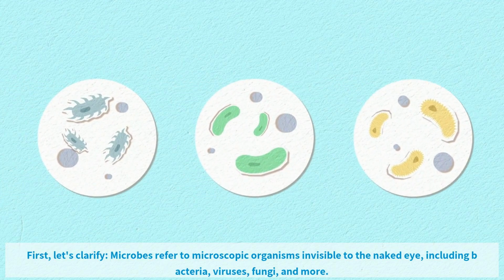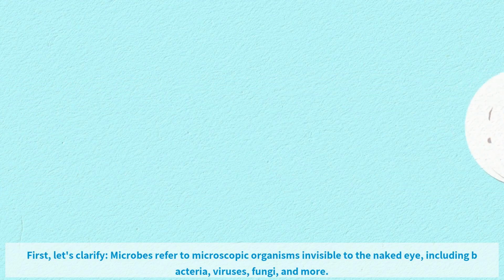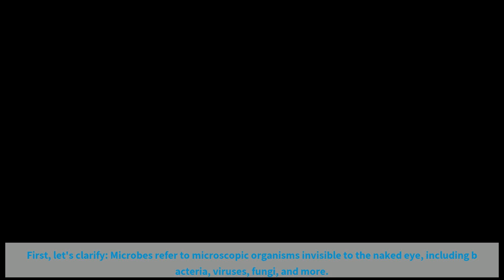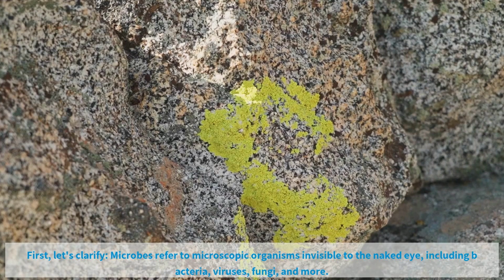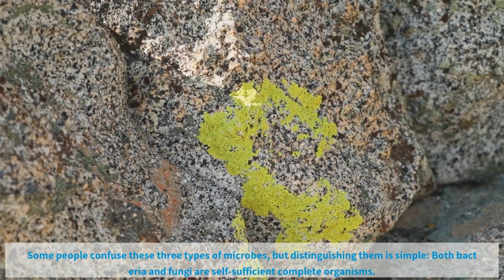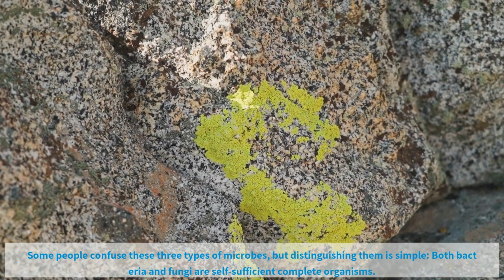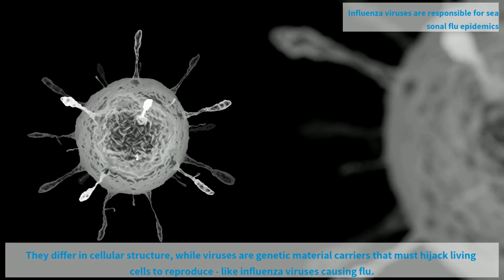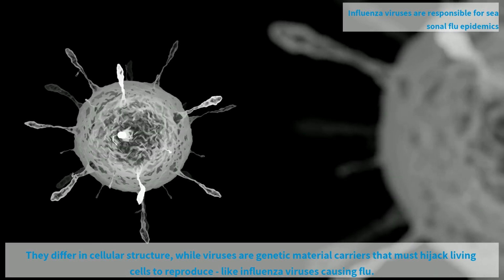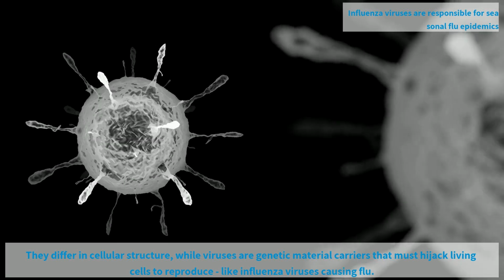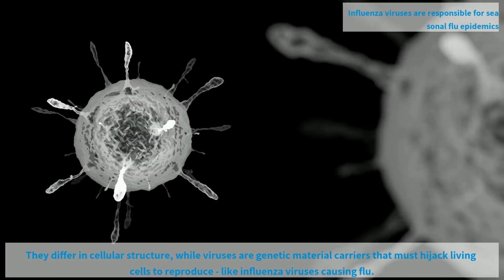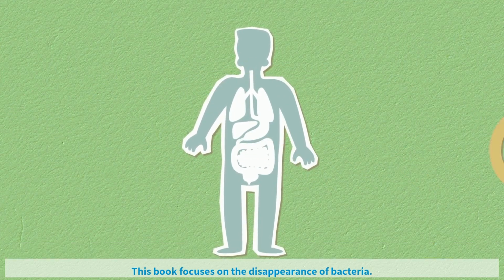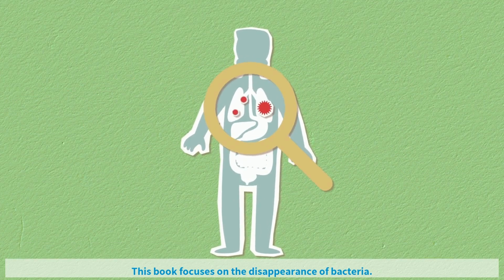First, let's clarify. Microbes refer to microscopic organisms invisible to the naked eye, including bacteria, viruses, fungi, and more. Some people confuse these 3 types of microbes, but distinguishing them is simple. Both bacteria and fungi are self-sufficient, complete organisms. They differ in cellular structure, while viruses are genetic material carriers that must hijack living cells to reproduce, like influenza viruses causing flu. This book focuses on the disappearance of bacteria.